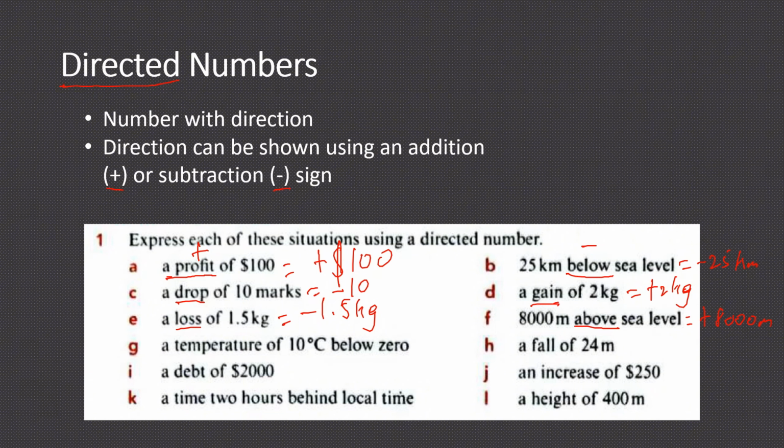G, a temperature of 10 degrees Celsius below zero. Below is used to show going down, so the answer here is minus 10 degrees Celsius. H, a fall of 24 meters. A fall is used to show going down, and so the answer here is minus 24 meters. I, a depth of $2,000. A depth shows going down, so this is minus $2,000.